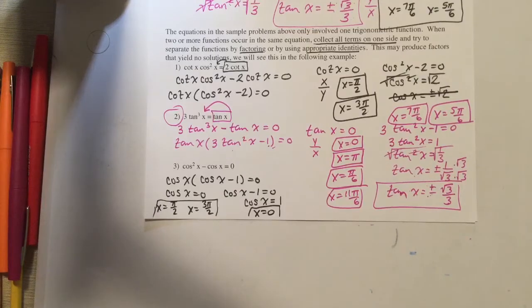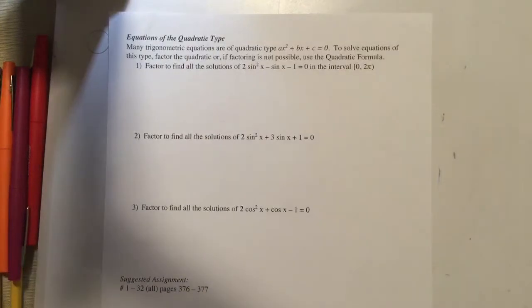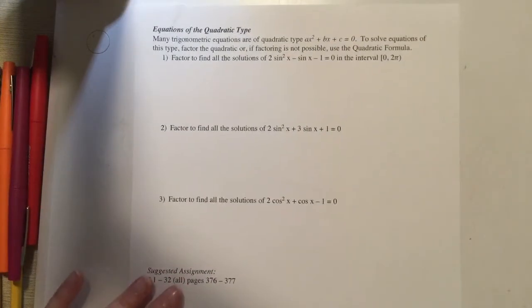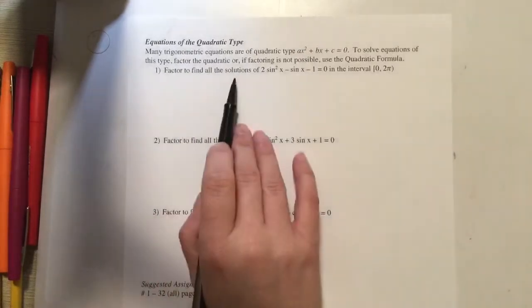Okay, so let's go ahead and look at the last page. Now this is quadratics. So this is tying in our skill of factoring. You can factor using difference of squares. You can factor using the multiply add method, any of those things. So it says factor to find all the solutions.